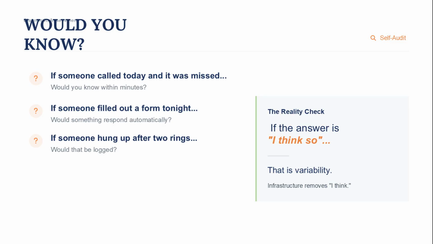Most practices believe they would notice, but unless capture is structured, many of those moments remain invisible. And if the moment is invisible, it can't be protected. That's what makes capture so important. Because awareness without visibility is still guesswork. And guesswork doesn't create stability. Once the initial interaction is protected, the next stage begins to matter.